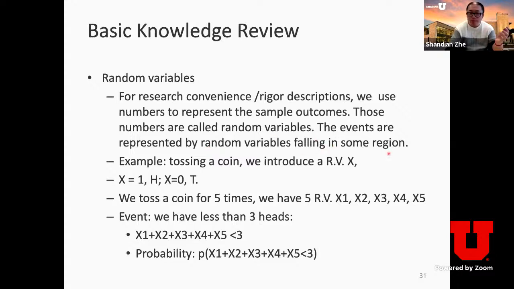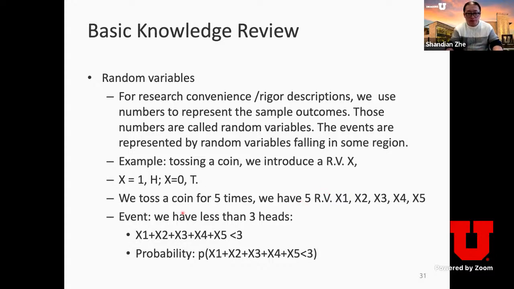Right? So here I'll give you a concrete example. Again, suppose our experiment is to toss a coin, right? We now introduce a random variable X to represent the outcome of our experiment, and X equals 1 means you have a head, right? X equals 0 means you have tails. So if we toss a coin 5 times, then we have 5 random variables denoted by X1, X2 to X5.